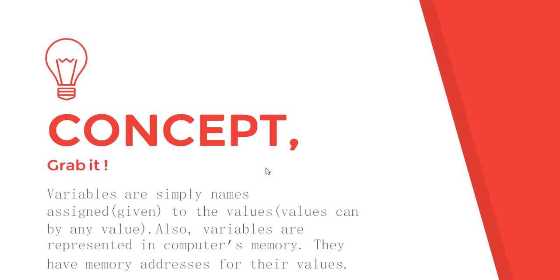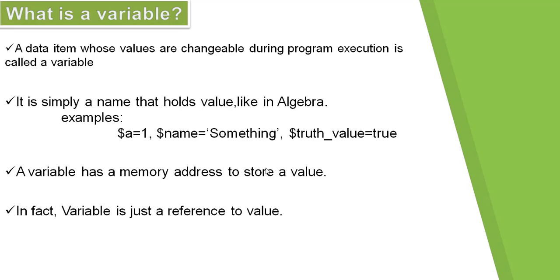And let's move ahead. So what is a variable? You may learn that a data item whose value is changeable during program execution is called a variable. You can learn all these things, and also you can note them if you are interested, for future reference. Simply, variable names hold values. So a variable is simply a name.